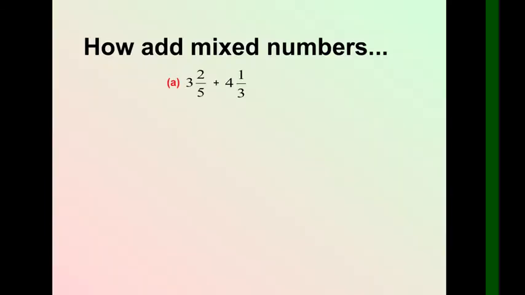Okay, how to add mixed numbers? Paano mag-add ng mixed number? Gaya ng ginawa natin, kailangan muna nating i-convert to improper fraction. So, we have 3 times 5 is 15, plus 2 is 17. Then, copy the denominator, 5. Plus 4 times 3, 12 plus 1, 13 over 3.